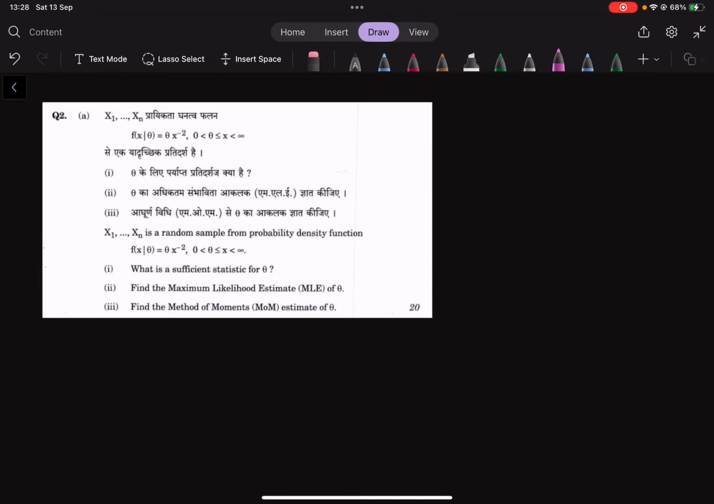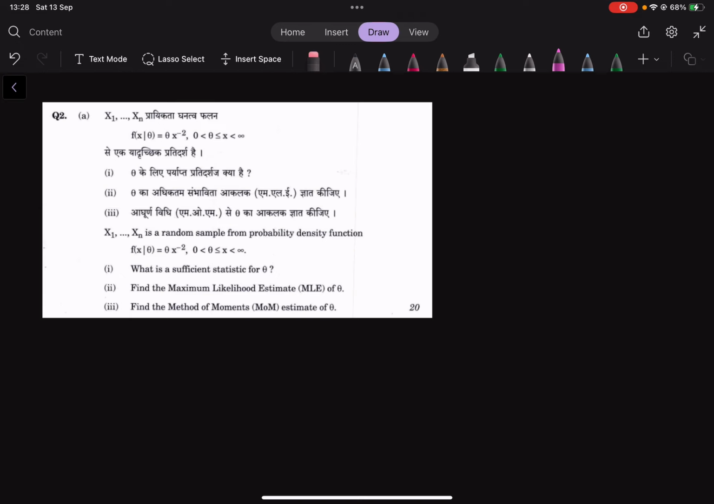In this video, I'll be solving the first part of the second problem of UPSC Civil Services Mains 2019 Statistics Paper 1. So X1, X2 and so on Xn is a random sample from the probability density function f of x given theta equals theta times x to the power minus 2, where 0 < theta ≤ x < infinity.